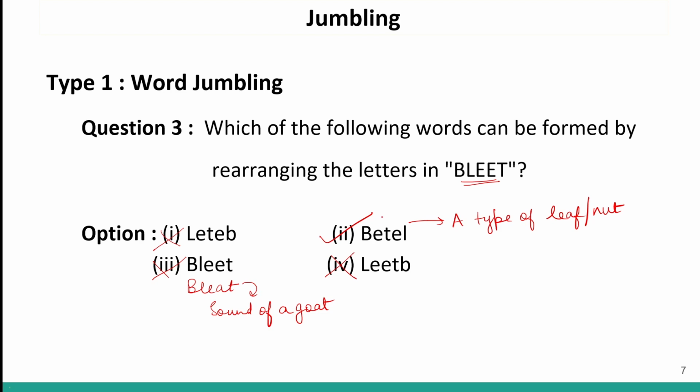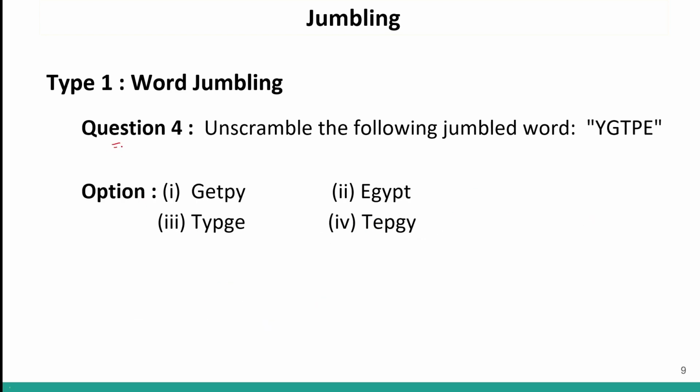Now, question number 4. Unscramble the following jumbled word. Now, if I unscramble it, is get be a word? No. Is this a valid word? No. Is this a valid word? No. Only Egypt is a valid word. So in Egypt, we have used E, G, Y, P, and T. All the letters are used and all the letters are used only once. So our answer will be option number 2, Egypt.